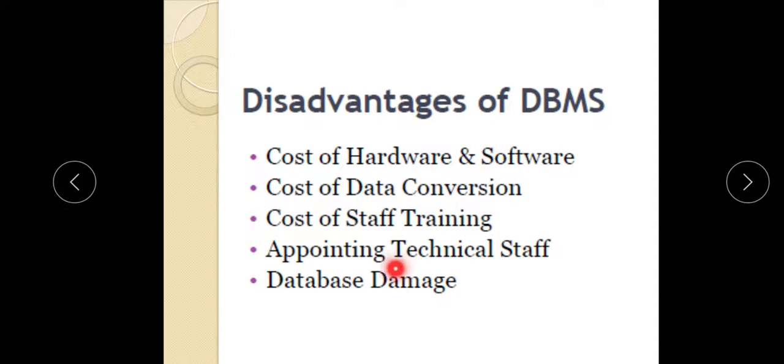We have talked about that. Gmail is running on a Google server, and there are millions of staff working under the Google server for maintenance and management. So many technical staff are required for the management of this server. Then database damage can happen. If the database damage happens, we have to have a mechanism to perform the recovery. So these are the disadvantages of DBMS.